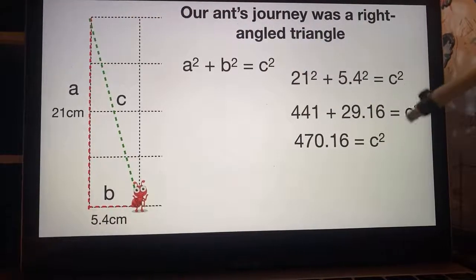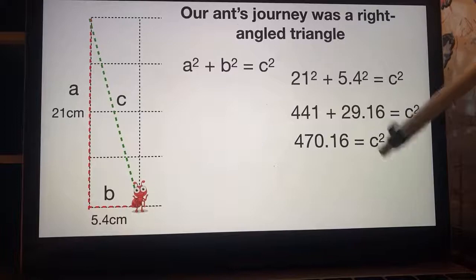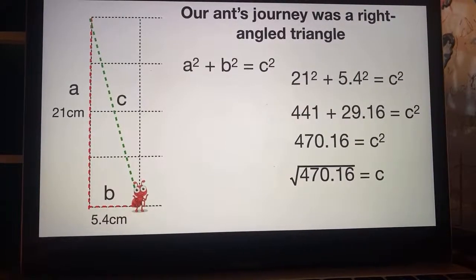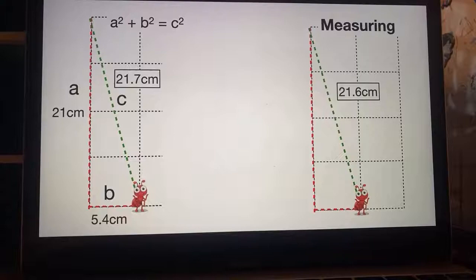So we have to unsquare c, but if we're going to unsquare c, we need to unsquare the other side as well. So c equals the square root of 470.16, which is 21.7, which is pretty close, isn't it, to what we got when we measured it? Isn't that amazing? Finally, no more scaling buildings with a ruler to measure what that long slopey bit is.